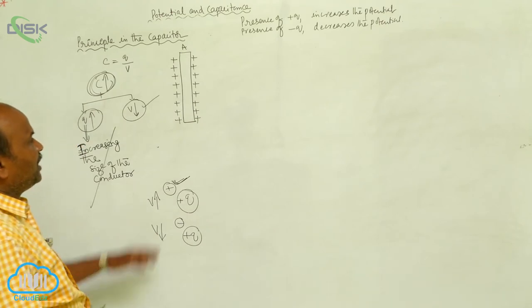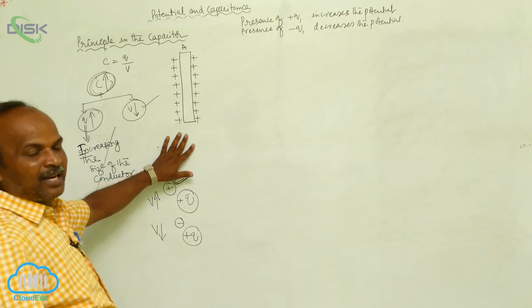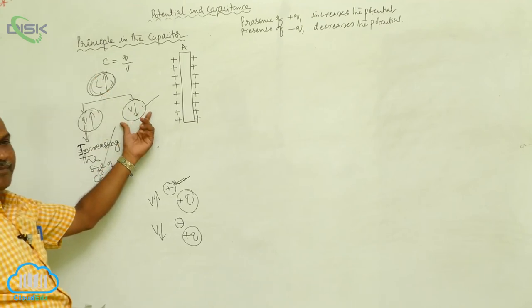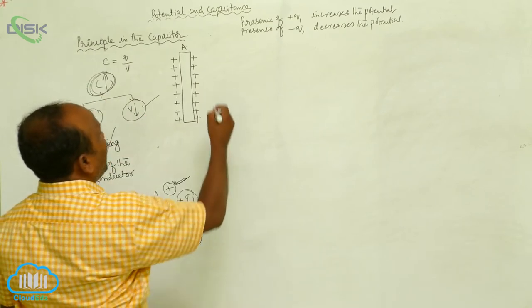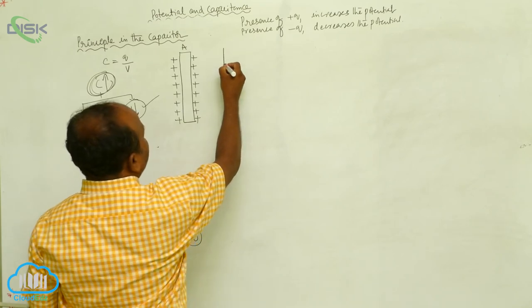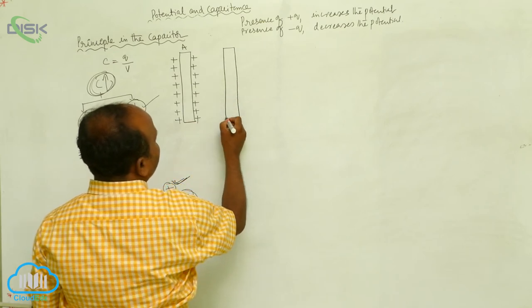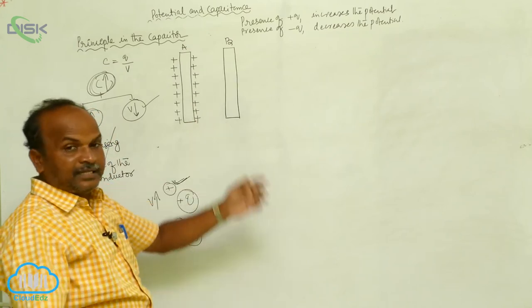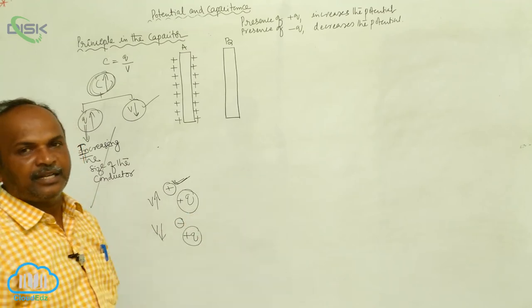Now, there is a metal plate. Without increasing the size of the conductor, I want to increase the capacitance. It is possible only by decreasing the potential. Now, how to decrease the potential? Suppose another metal plate B is placed nearby the metal plate A, the conductor.